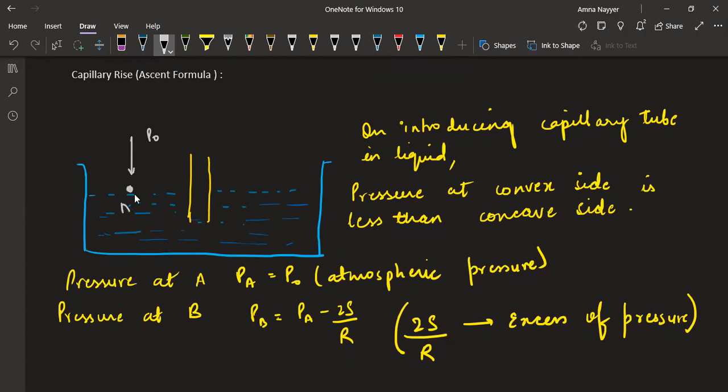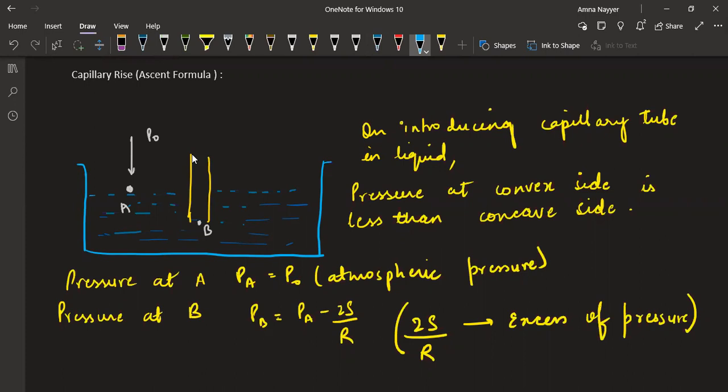So let's say this point is A. Now I am taking here point B. I want to calculate the pressure at this point B. Just a second. Yes, now see, at this point, if I take, what will be the pressure? Class, one more pressure will get added here. The pressure which we studied in the last class, the surface tension pressure, that was excess of pressure. That will also be there.